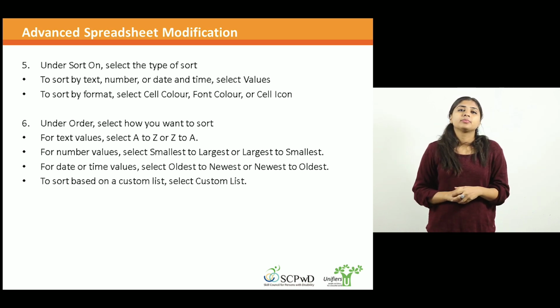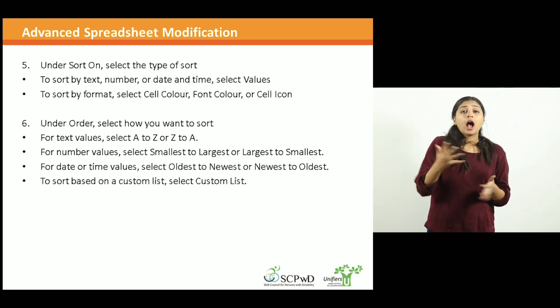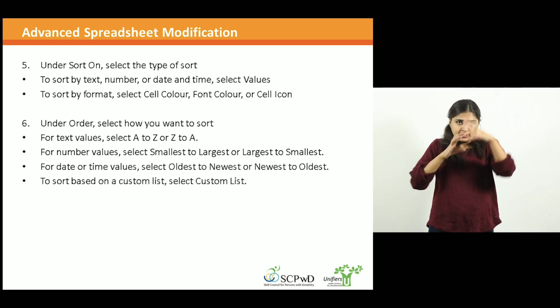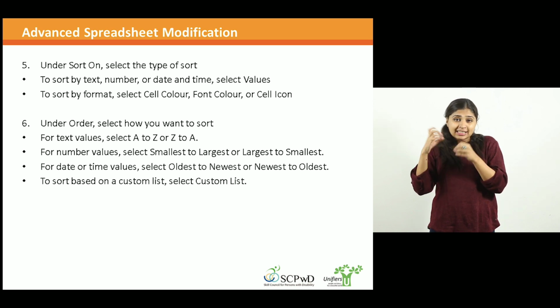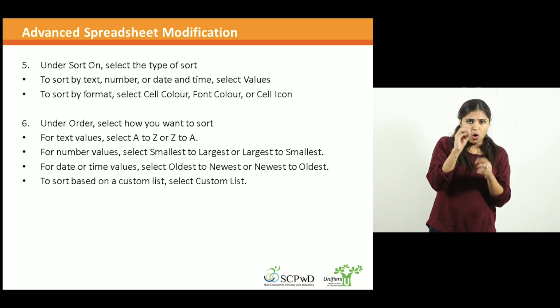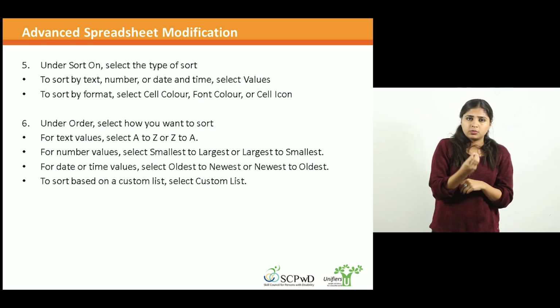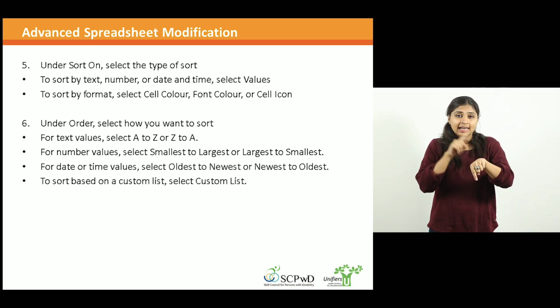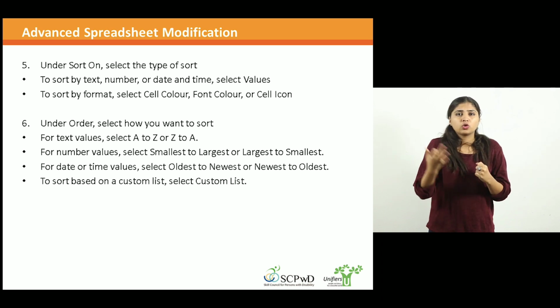For text values, select A to Z or Z to A. For number values, select Smallest to Largest or Largest to Smallest. For date or time values, select Oldest to Newest or Newest to Oldest. To sort based on a custom list, select Custom List.